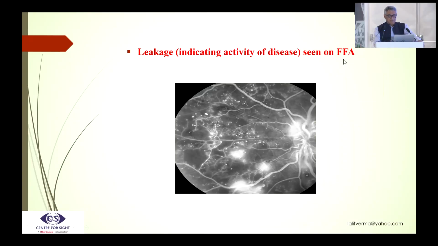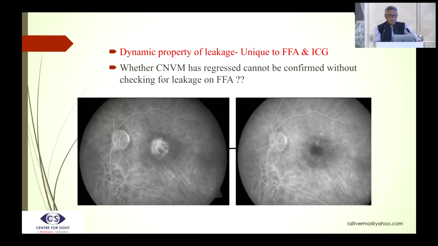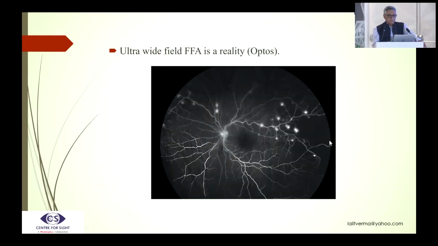Leakage, again, which is a sign of activity, can be seen in very nice pictures, and this adds value to your decision making. In OCTA, decision making sometimes becomes very tough, whether I should treat or not. There may be quiescent CNVMs, which we should not be treating. The dynamic property of leakage is unique to FFA and ICG. To say that CNVM has gone, although you can indicate it on OCTA, I would still prefer that leakage is not there. Like you see in this patient, done a long time back, now there's hardly any leakage.